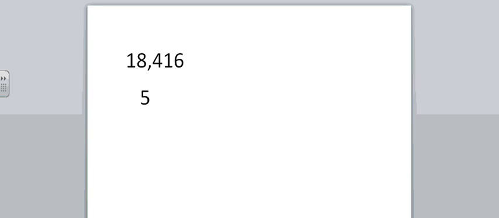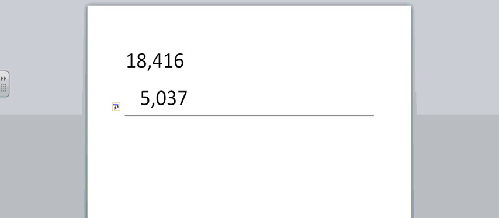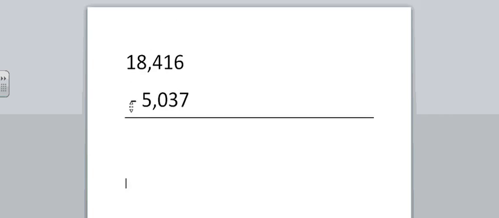So my 5 goes under my 8. 0, 3, 7. 5,037. So I'm going to start with my ones place. And this time I am subtracting. Do not forget that. So I'm lining everything up. And I am subtracting. 6 minus 7 is something I can't do. So I actually would have to cross off my 1 and make it a 0 so I can borrow to my 6. My 6 becomes a 16.